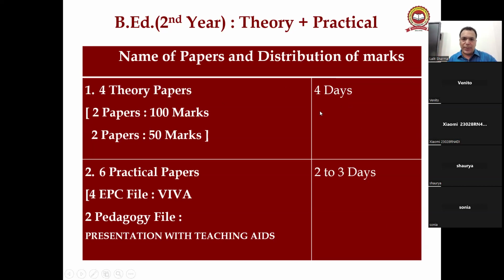Okay. So your 4 days of papers and date sheet have already come. And you have to appear for 6 practical papers. Okay. Mostly the college finishes this process within 2 or 3 days, right? Your 4 EPC files and your 2 presentations.